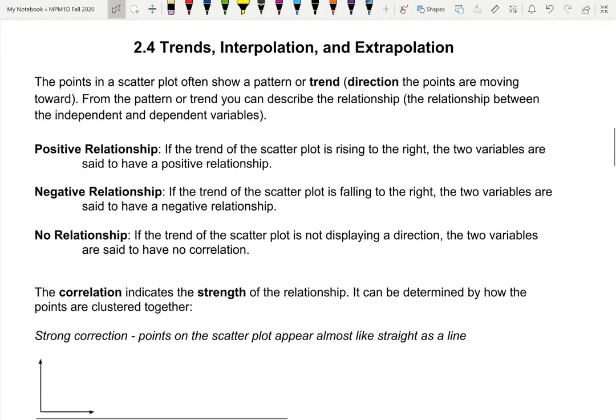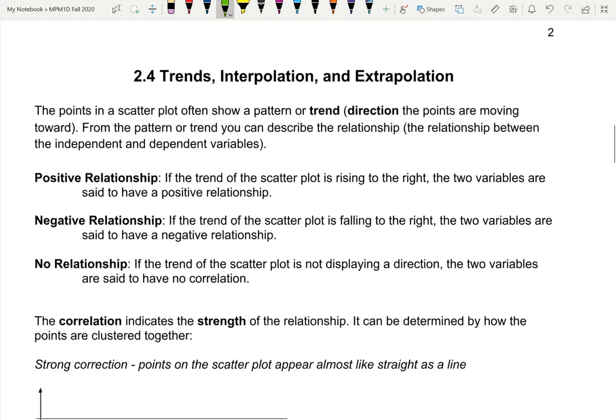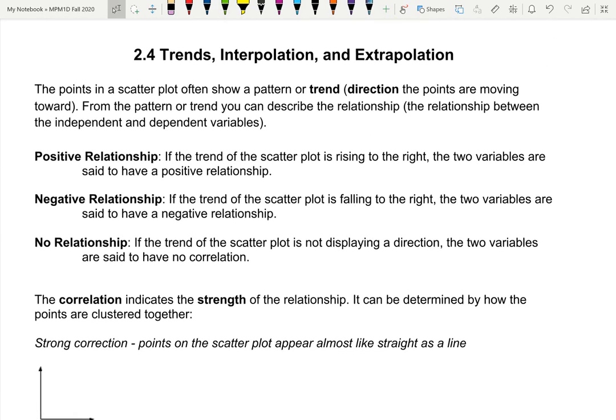So the negative relationship would be if the points are moving downward. And no relationship: if there doesn't seem to be a direction that the points are moving towards, then there is no relationship.